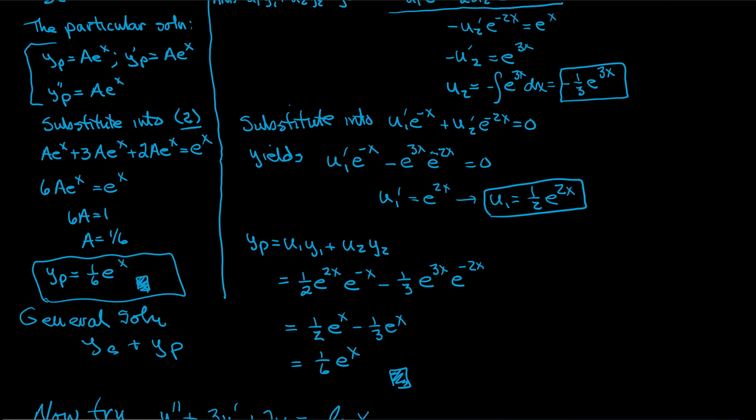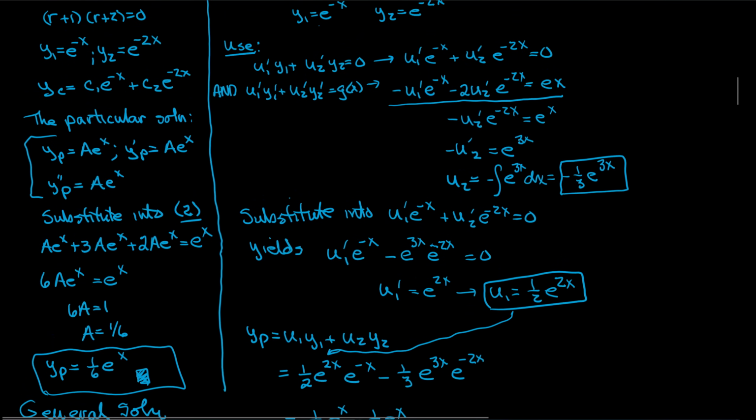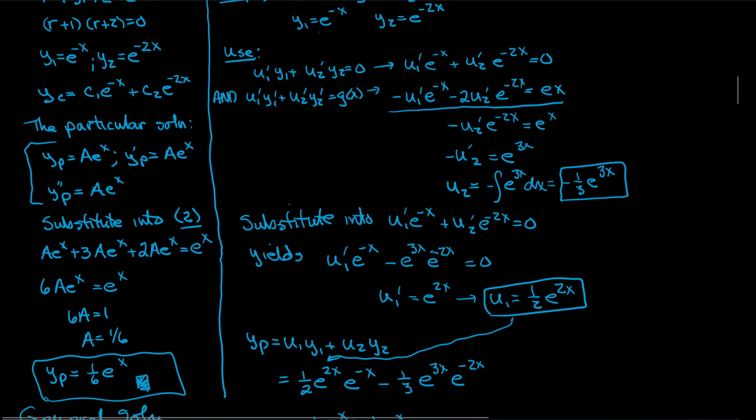Well, u1 is this 1/2 e to the 2x. Recall from up here when we solved the homogeneous, up at the top of the screen, y1 is e to the negative x. Aha, there's the e to the negative x all the way down at the bottom of the screen. Then we're going to have plus u2. Well, that's going to be a minus 1/3 e to the 3x times my y2, this e to the negative 2x from way up there at the top of the screen.